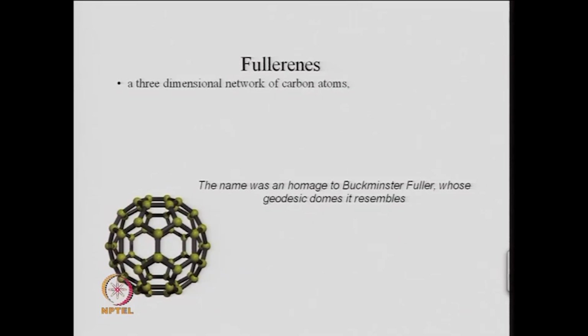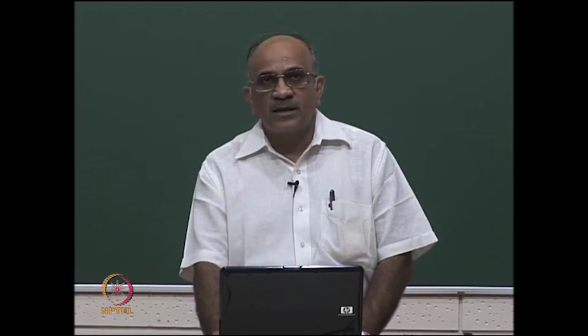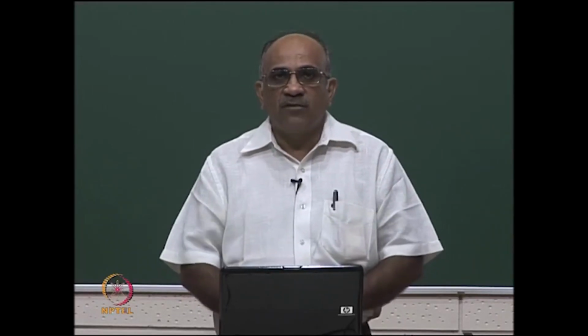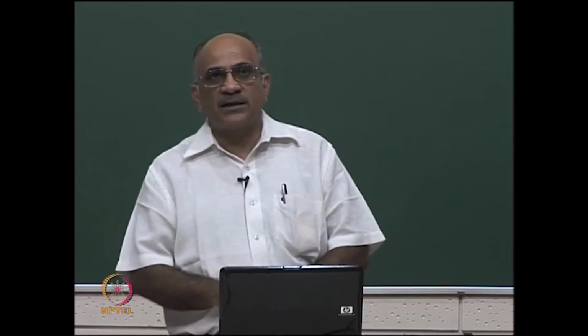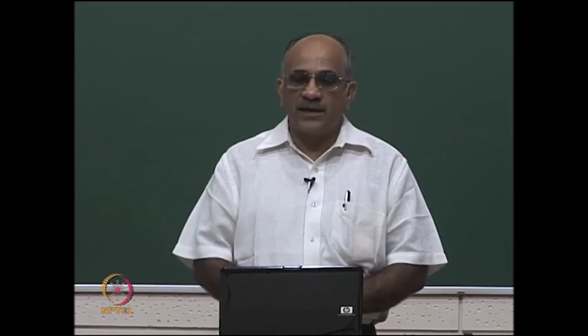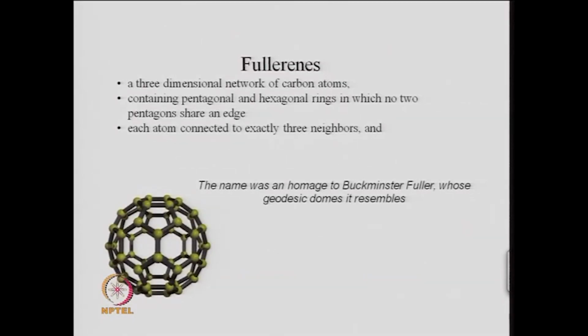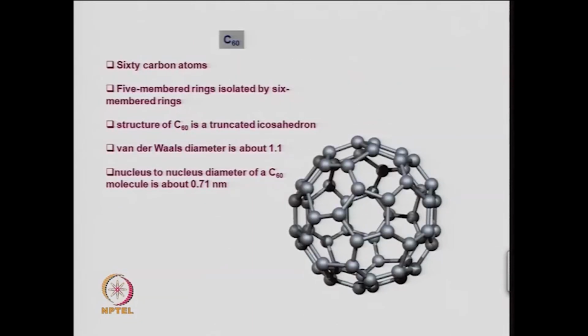So, fullerenes have a 3-dimensional network of carbon atoms. They contain pentagonal and hexagonal rings in which no two pentagons share an edge. So, hexagons can share an edge, one hexagon can share an edge with one pentagon, but two pentagons cannot share an edge. Then each atom is connected to exactly 3 other carbon atoms, and each atom is bonded by 2 single bonds and 1 double bond, for example in C82.